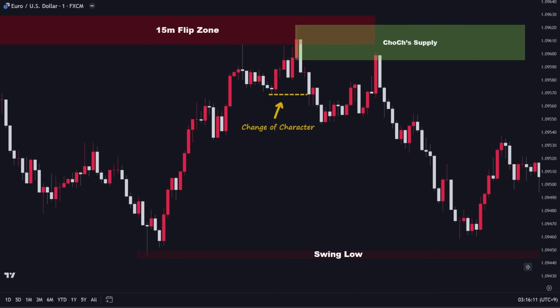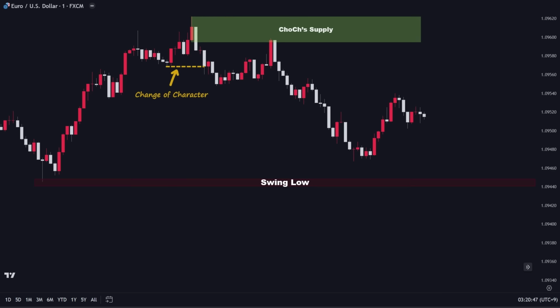Once our sell limit order is triggered, we are officially in the market. At this point, it is important to closely monitor the price action and how the trade unfolds. As anticipated, the price started to move downwards after our sell limit order was activated, eventually reaching our take profit target.